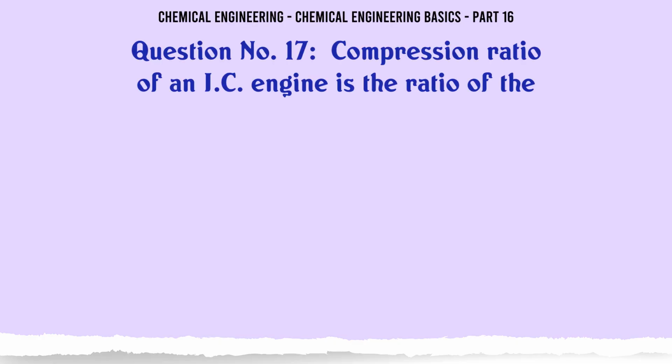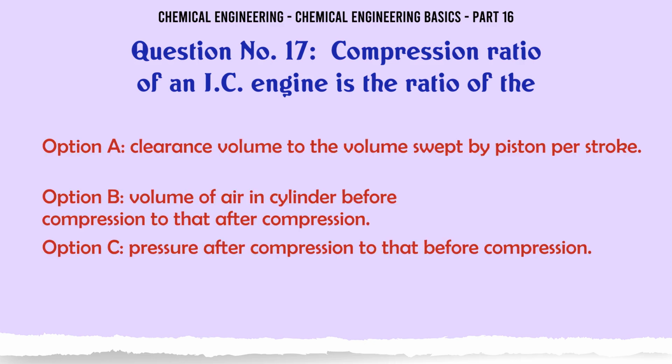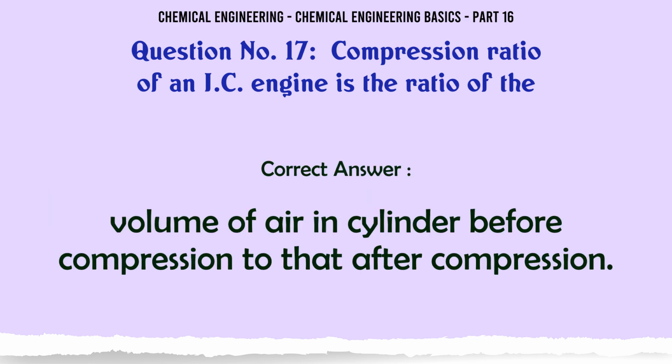Compression ratio of an IC engine is the ratio of the A. clearance volume to the volume swept by piston per stroke, B. volume of air in cylinder before compression to that after compression, C. pressure after compression to that before compression, D. none of these. The correct answer is volume of air in cylinder before compression to that after compression.